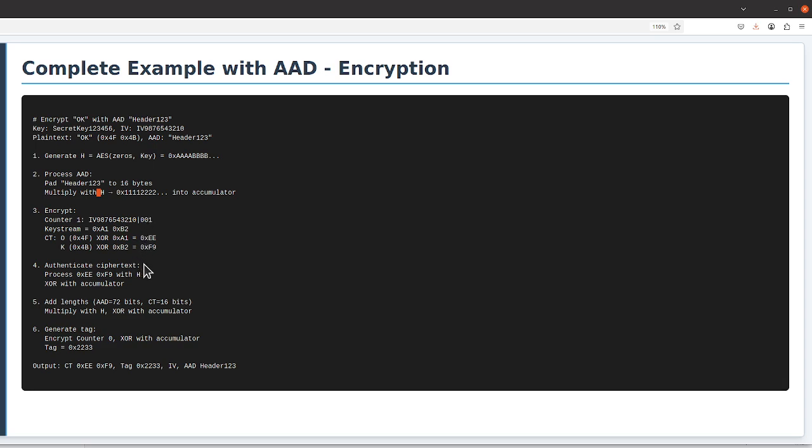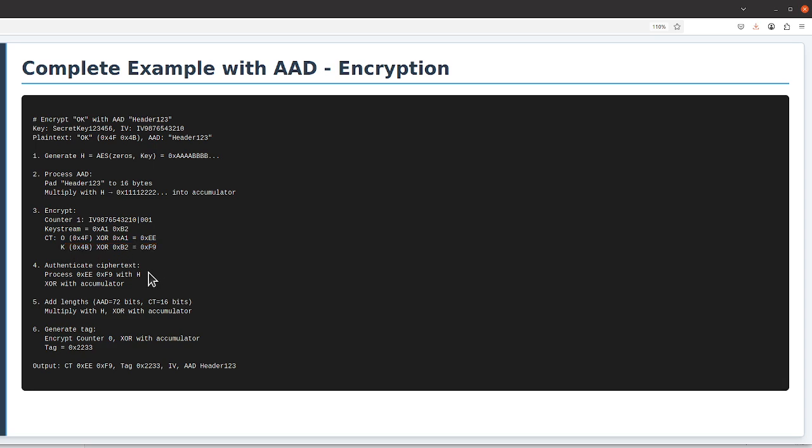Step 3. Encrypt plaintext. We construct counter block 1 from IV, beginning with 98 ending with 10, pipe 001. We encrypt this with AES and key, producing keystream A1B2. We XOR plaintext O, or 4F, with keystream A1 to get ciphertext EE. We XOR plaintext K, or 4B, with keystream B2 to get ciphertext F9. Our ciphertext is EEF9.